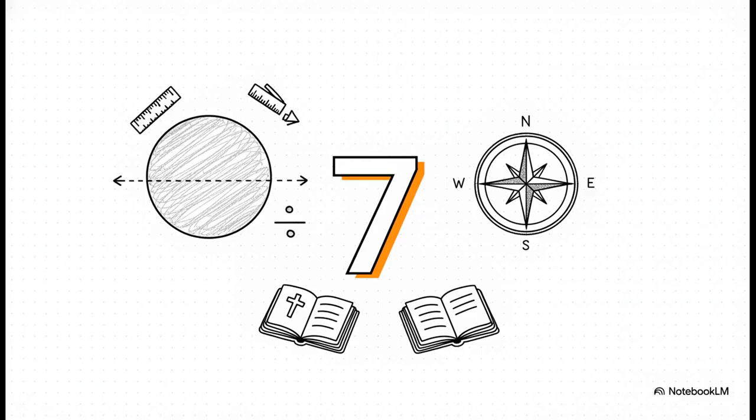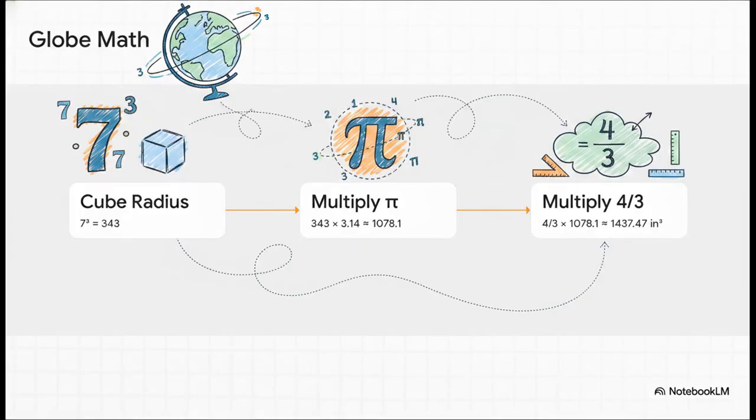The diameter is the distance all the way across the sphere, but our formula only wants the distance from the center to the edge. So we divide that 14-inch diameter right in half, which gives us a radius of 7. Always check to see if a problem gives you the radius or the diameter first. Now that we have our radius of 7, the math is an absolute breeze thanks to our scaffolding.